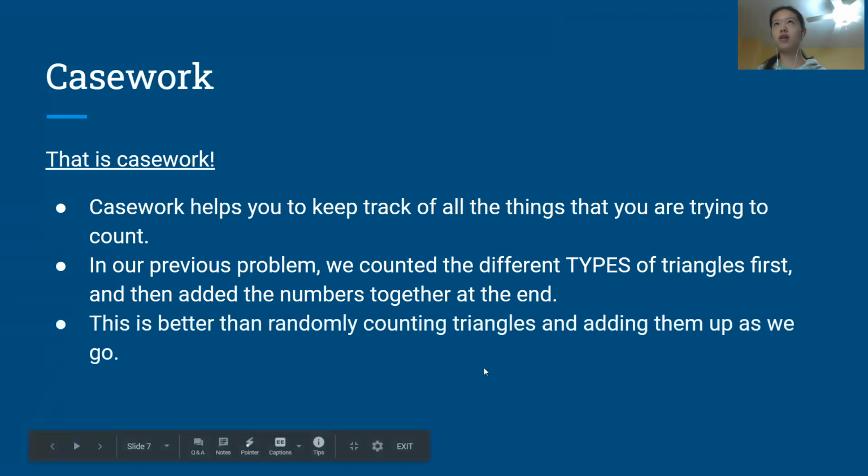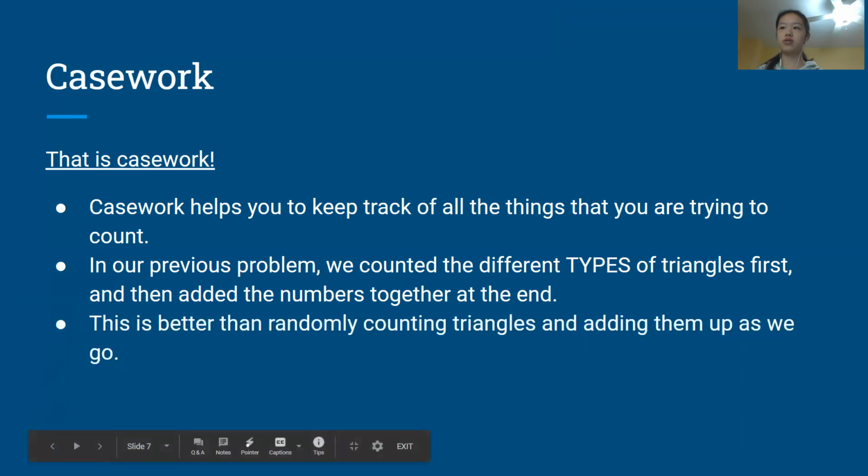And an alternate strategy, if you didn't use casework, you'd probably just randomly count triangles and then probably do tally marks on your paper as you went along. But that's a bad idea because you could accidentally count a triangle more than once, or you could forget to count a triangle. Casework helps with that by making it easier for you to keep track of things. And that's basically what casework is.